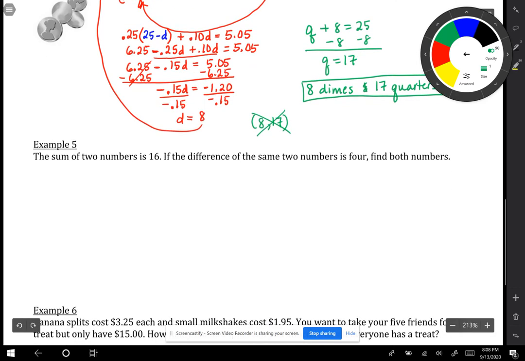Okay, this next one's super fast. The sum of two numbers is 16, but you got to remember sum means add.